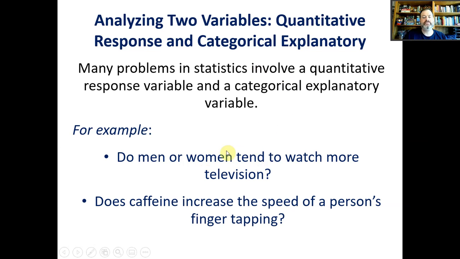So this first one, you can see that the categorical explanatory variable is gender. And the response variable is how much TV they watch per week or per month or whatever. So that's quantitative. And then this is an observational study. The second one would be an experiment, right? Where you'd have two groups. You'd have a group of people getting caffeine and another group who get placebo. So that's your categorical explanatory variable, is caffeine or no caffeine. And then the speed that a person taps their fingers is, of course, going to be quantitative.